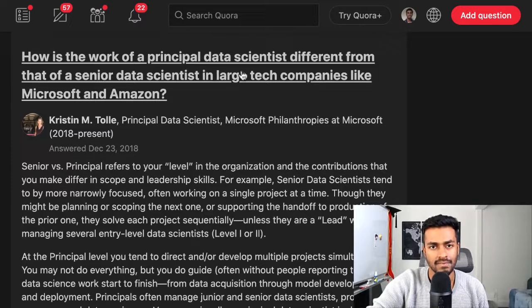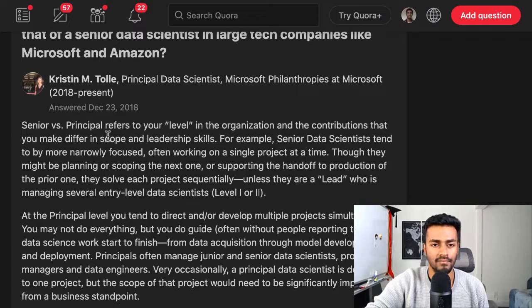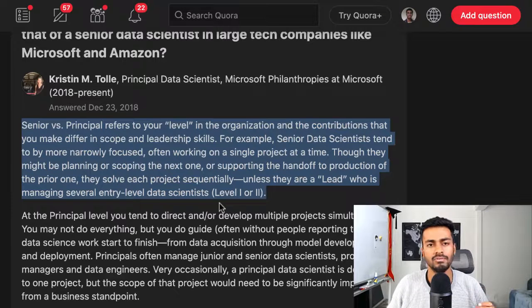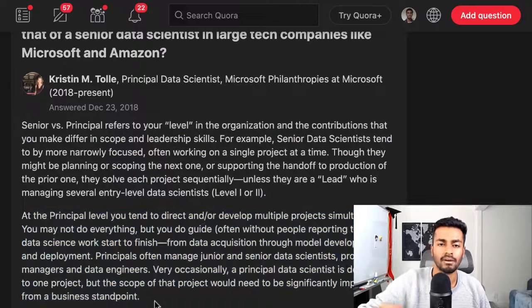How is the work of a principal data scientist different from that of a senior data scientist in large tech companies like Microsoft and Amazon? And we have Kristen, who is a principal data scientist, who answered this question. Basically, from this nicely written answer, they say that a senior level data scientist is able to execute tasks end to end, but they typically do this one task after another in a sequence. Whereas at the principal level, they would be working on multiple tasks at the same time.